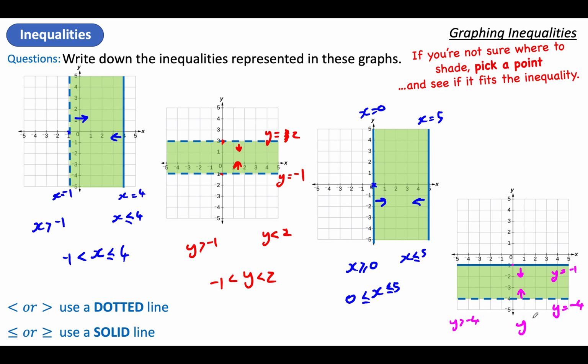Y is less than -1, but it's less than or equal to -1 because it's a solid line, and as a single inequality. Be aware of which way round you're putting that, because negative numbers are smaller. You know, -4 is smaller than -1, so it's that way round. There you go. Okay, if you're not sure about that, definitely just rewind, rewatch stuff, listen to me talk again.